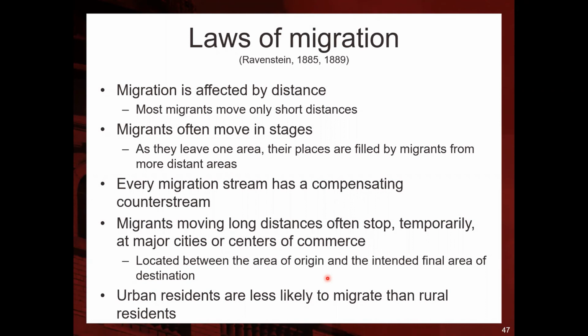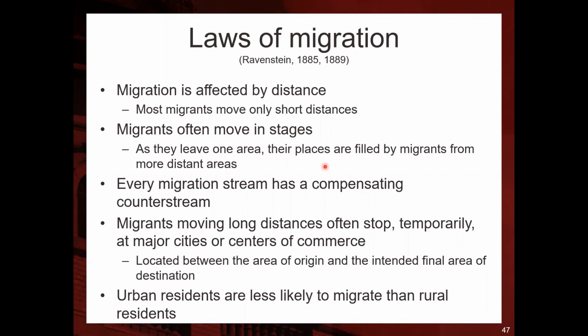Migration is affected by distance. Most migrants move only short distances. As we develop modes of transportation, people start to move more from one country to the other, but still, migration over shorter distances is more likely than over longer distances. Migrants often move in stages. As they leave one area, their places are filled by migrants from more distant areas. Every migration stream has a counter stream.